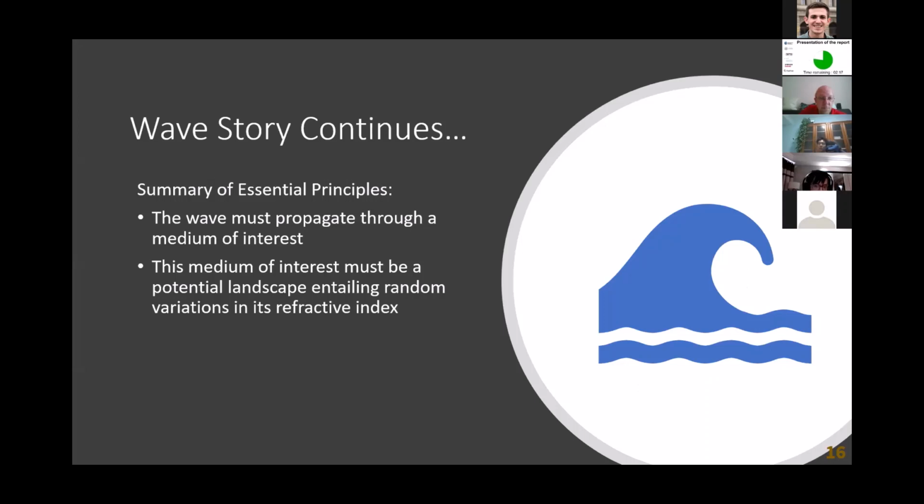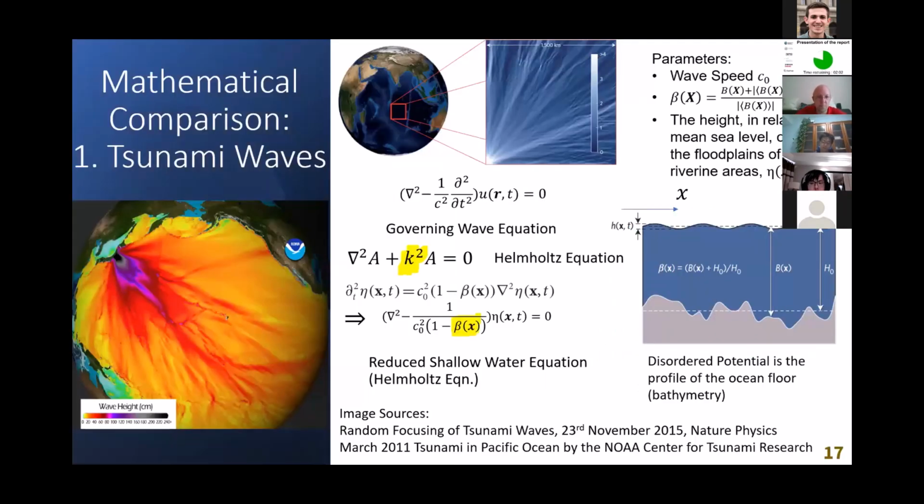But now, fortunately for you, the story doesn't end here, because we are going to apply these two essential principles to examine other wave phenomena that are relevant to our optics investigation. And we begin this with tsunami waves on the right. So if you look at this, we must first ask ourselves, what is the disorder potential here? Well, it is actually the bathymetry, or the height of the ocean floor relative to sea level. And then we look at what is the wave propagated here.